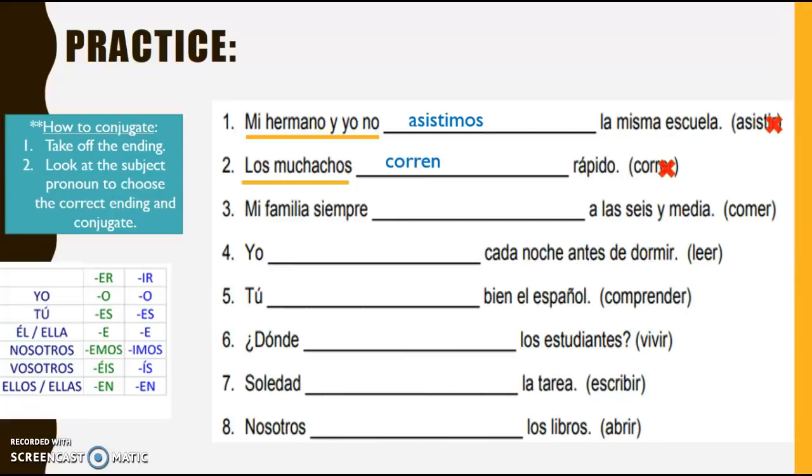Okay, número tres, mi familia siempre blank a las 6:30, and our verb is comer. So my family always eats at 6:30. There's a little review of time for you. All right, so this time we're going to follow our rules.